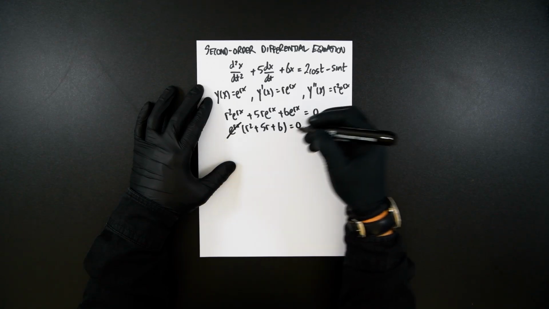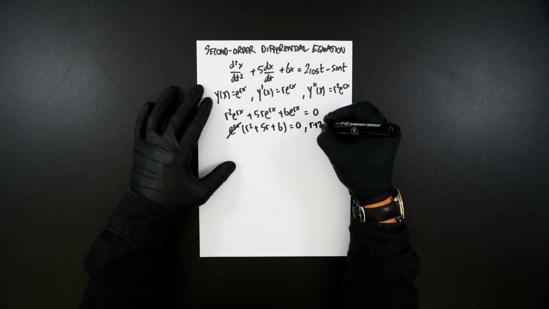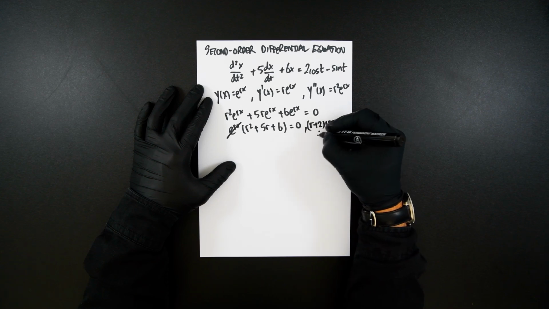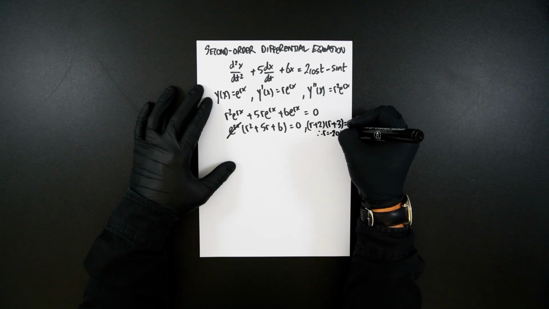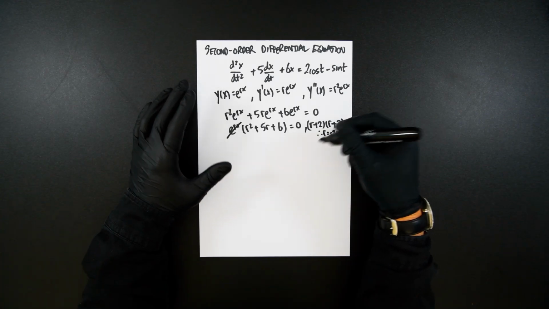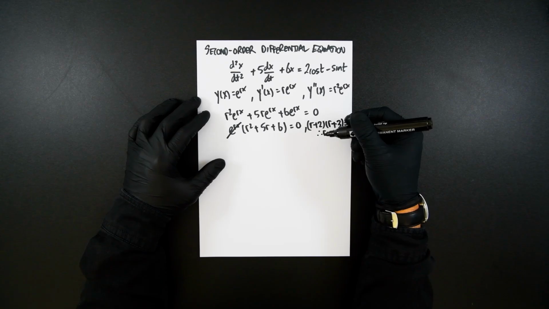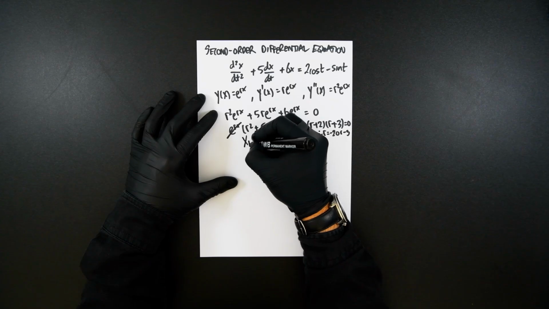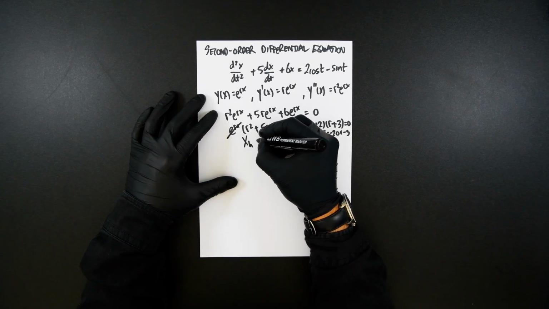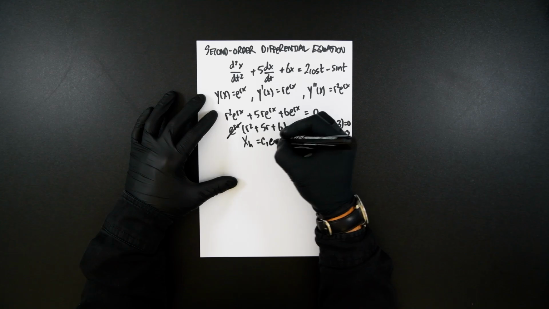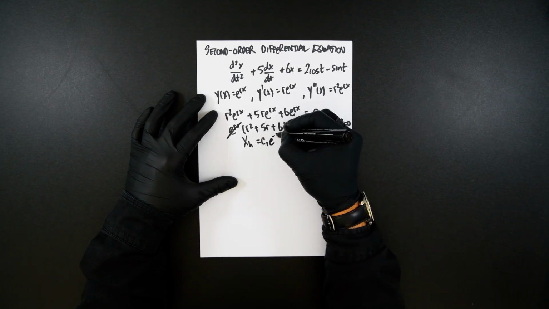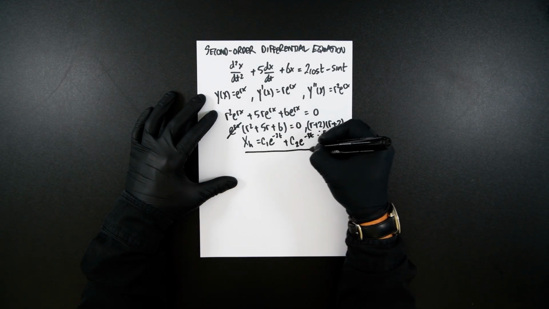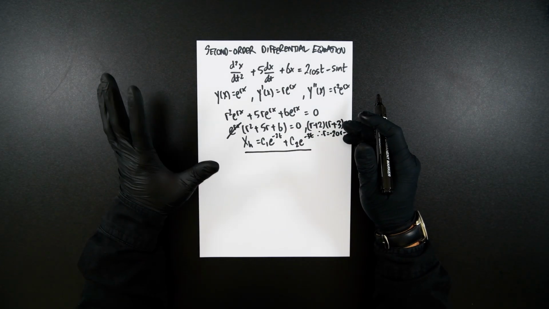That vanishes. We can now easily factorize this, and that's going to be (r plus 2)(r plus 3) equals 0. So therefore, r equals minus 2 or minus 3. We should remember that the complementary solution, or the homogeneous solution, is x_h equals c1 e to the minus 2t plus c2 e to the minus 3t. We've now found the homogeneous part, which is the left-hand side.